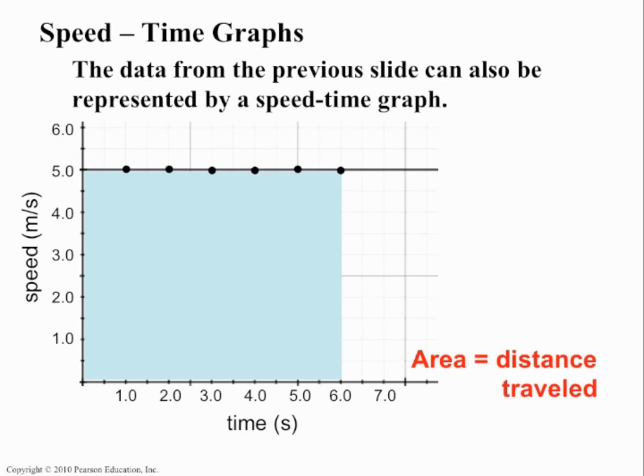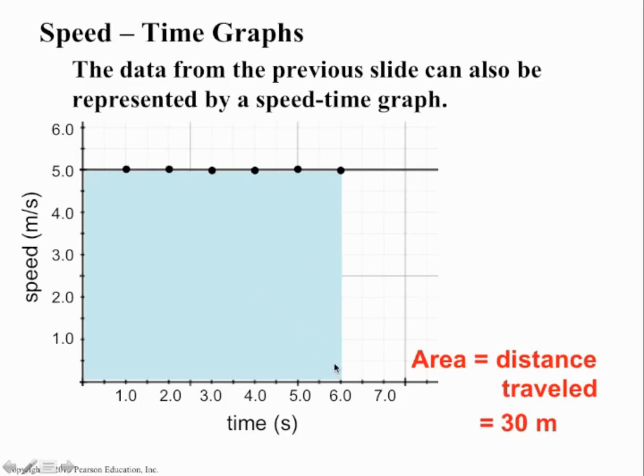And that makes sense because let's look at this rectangle again. And let's say we want to know how far this moving object has gone in 6 seconds. Well, we've got 6 seconds as our x-axis, and we have 5 meters per second, the whole 6 seconds. And you know that velocity times time is distance. And so we have 6 seconds times 5 meters per second, and that gives us 30 meters.